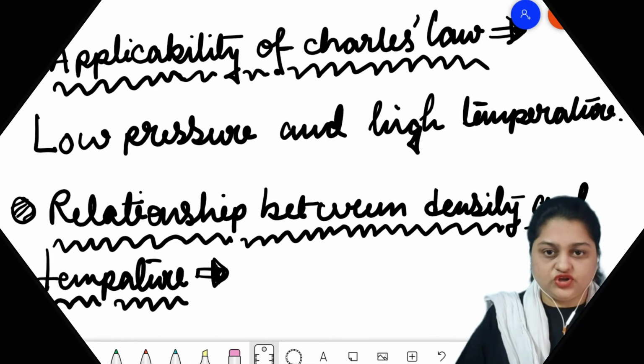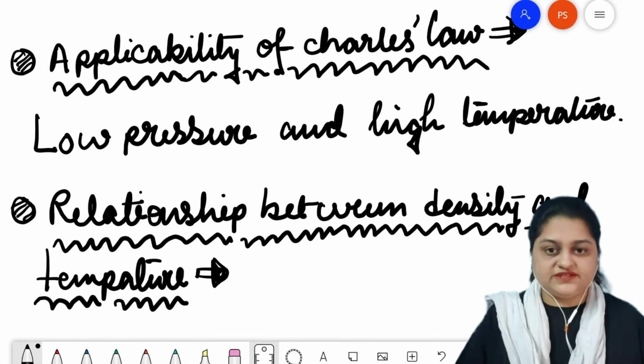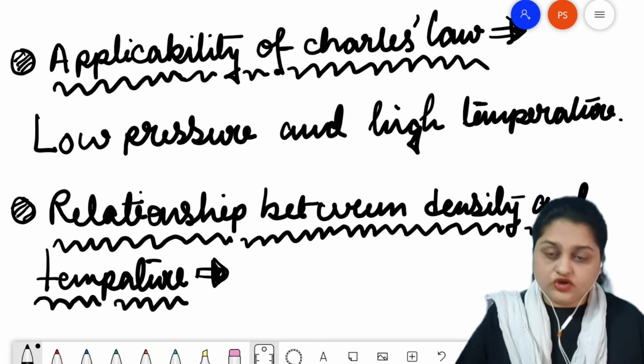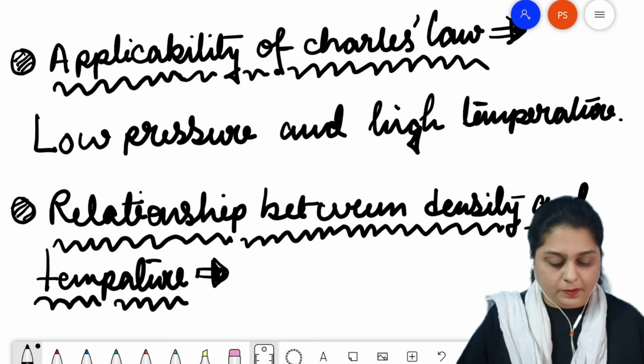Just like Boyle's law, Charles law is also applicable at low pressure and high temperature. Most gases follow Charles law at low pressure and high temperature.